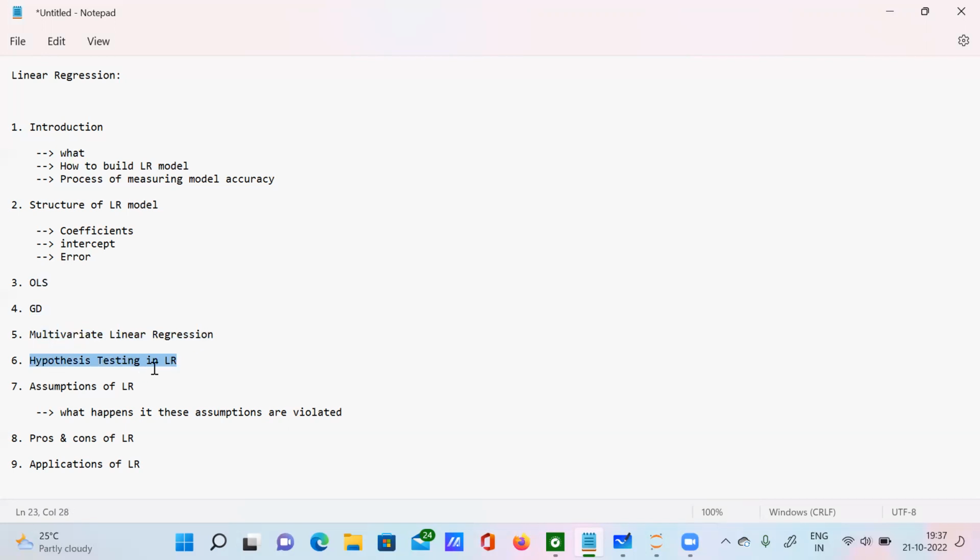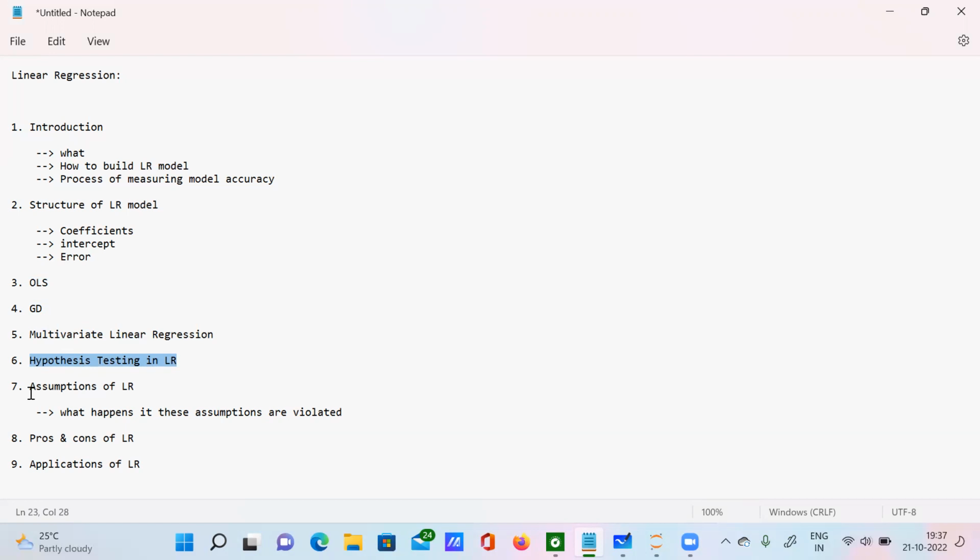Hypothesis testing is nothing but this: we have already built a linear regression model, and now we look at whether it is reliable, whether it is eligible to be deployed into production or not. If we want to test whether this model is good to deploy in production, for that purpose we're going to conduct hypothesis testing.